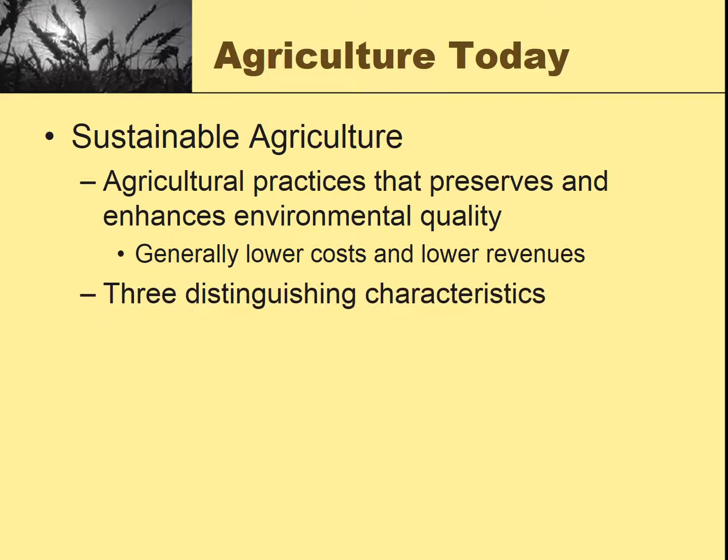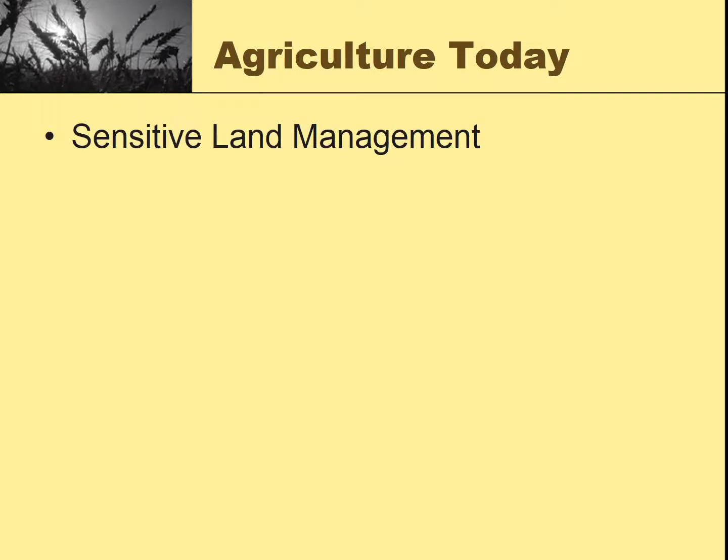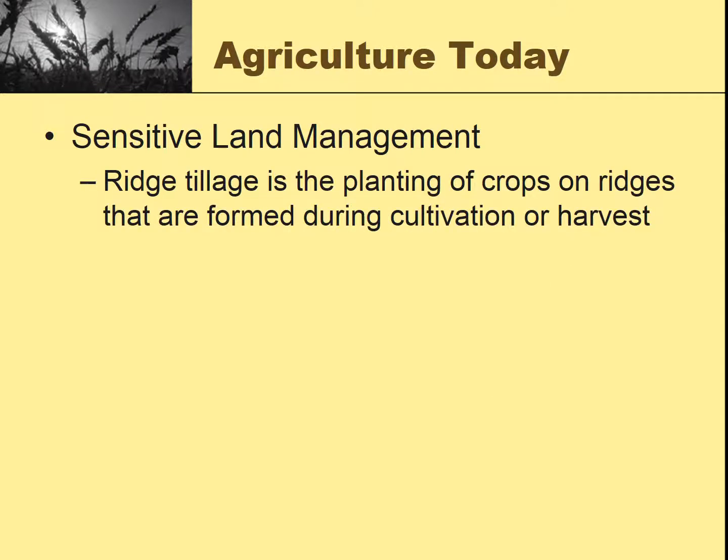There are three distinguishing characteristics of sustainable agriculture. They are, number one, sensitive land management. Number two, limited use of chemicals. And three, better irrigation of crops and livestock. We're going to tackle each one of these successively. Sensitive land management first. Sensitive land management is getting the most out of a limited amount of arable land.